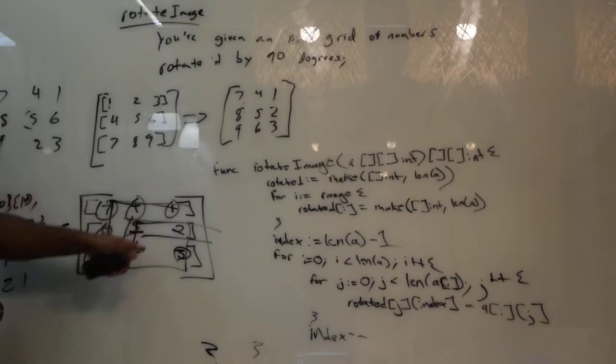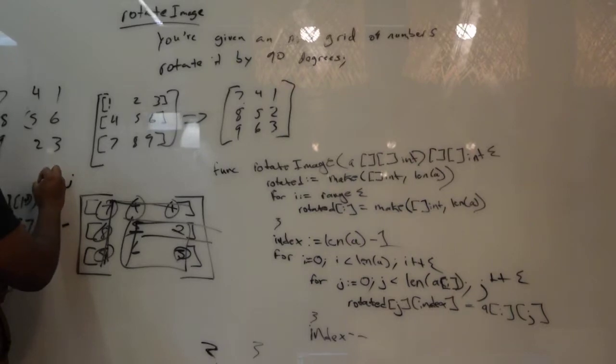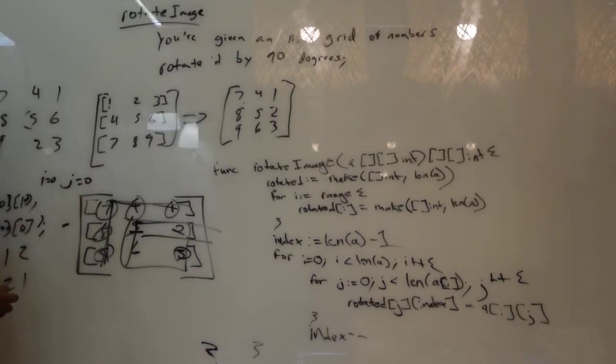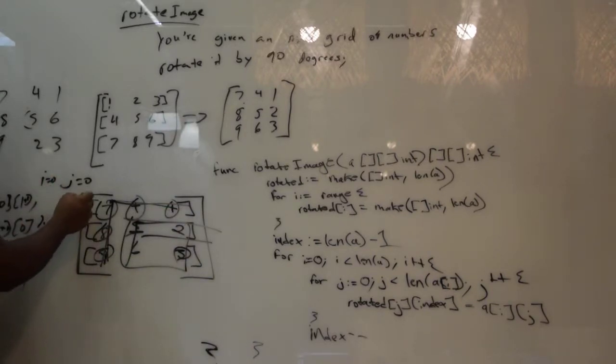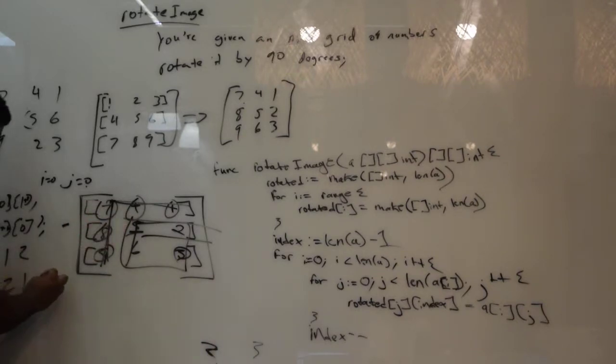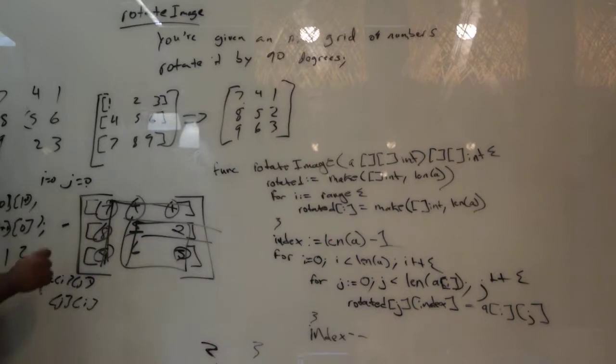No, you don't need to check this. If J is 0 and I is 0, you're swapping these. I is going to stay 0, J is going to go from 0 to the length, so from 0 to 2. If I'm swapping A of I, J with A of J, I, that's going to swap 0, 0, which isn't going to swap anything. Then 0, 1 and 1, 0, and 0, 2 and 2, 0.